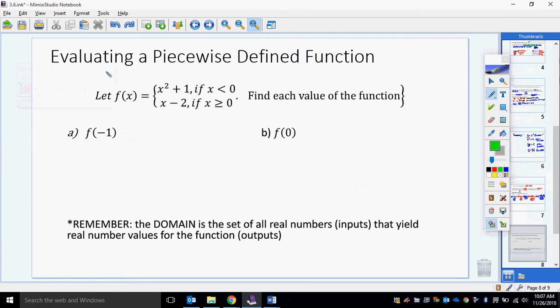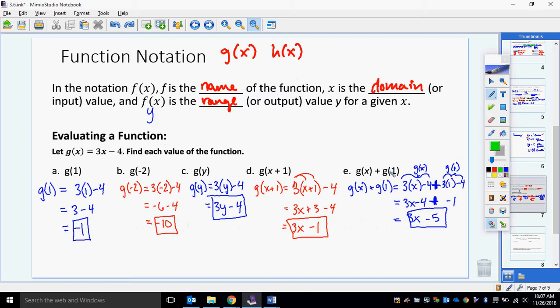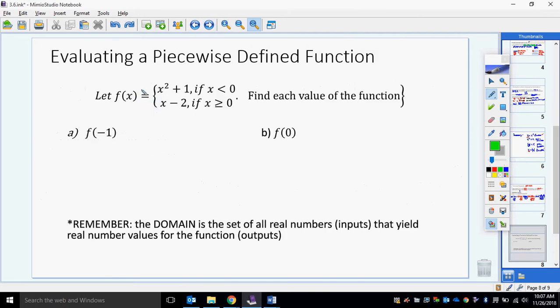Okay, let's go on to evaluating a piecewise function. So we were evaluating functions in general. This function g was just a normal function, but we now have what's called a piecewise function. So it's saying that f of x has two different categories basically. So I have x squared plus 1 if your domain, what you're plugging in, is a number less than 0. But if you're plugging in a number that's greater than or equal to 0, then you're using the x minus 2. So let's try one out.